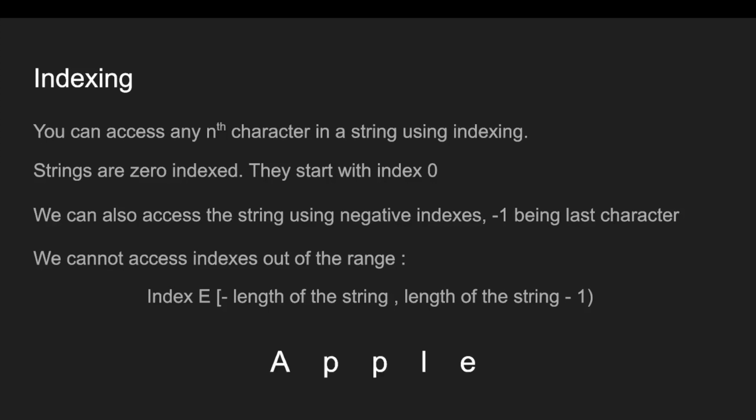Firstly, let us say there's a string apple. Here, A is indexed as 0, P is indexed as 1, P is indexed as 2, L is indexed as 3, E is indexed as 4. Similarly, as we discussed about negative indices, E is indexed as -1, L is indexed as -2, P is indexed as -3, P is indexed as -4, and A is indexed as -5. We will look into this in practice in the code.